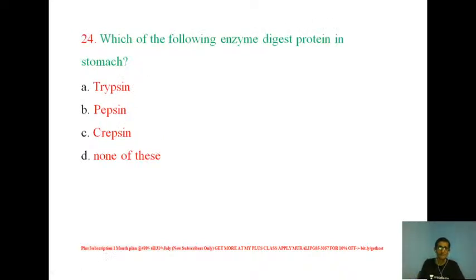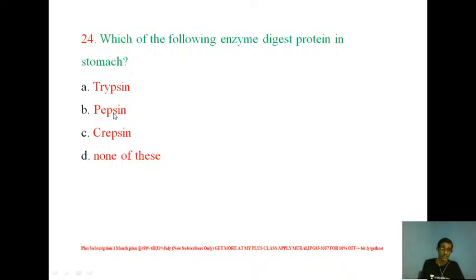Next question, question number 24. Which of the following enzymes digests protein in the stomach? Protein digesting enzyme in the stomach. So for the 24th question, it is the pepsin.